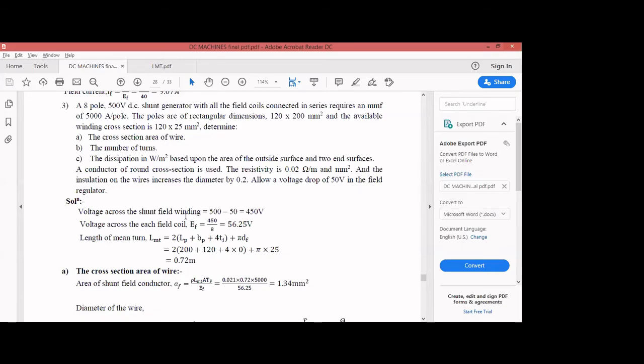So voltage across shunt field winding: 500 minus 50, 450 volt. Voltage across each field coil, EF, is equal to what? 450 divided by 8. What you get now?